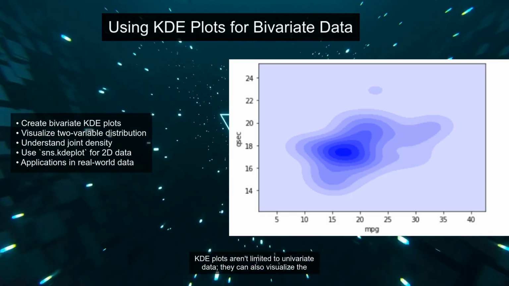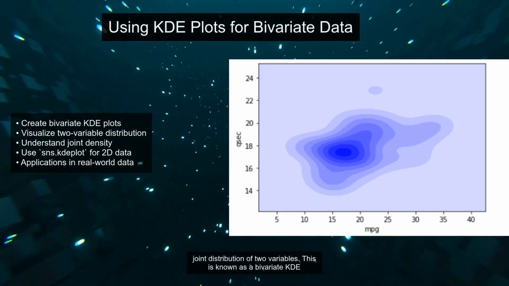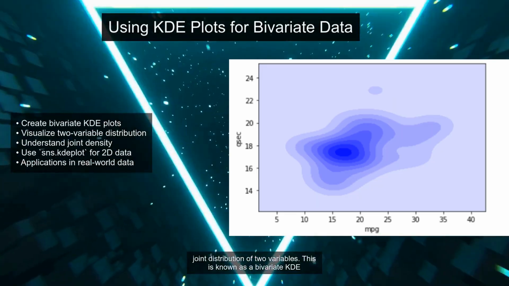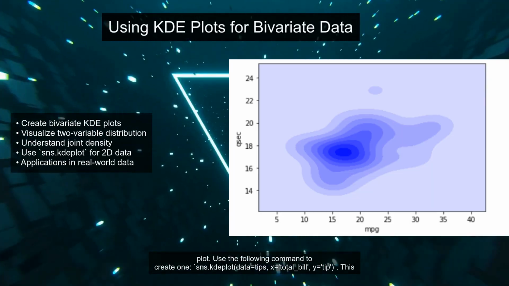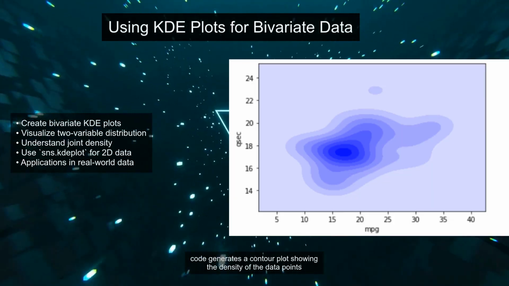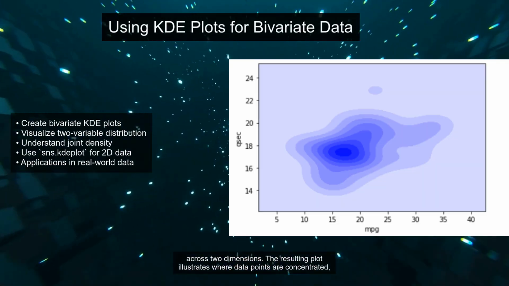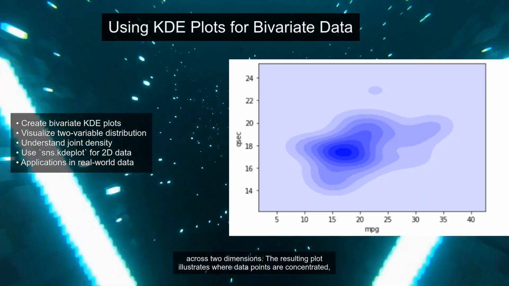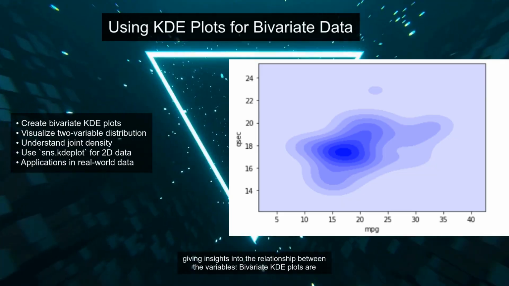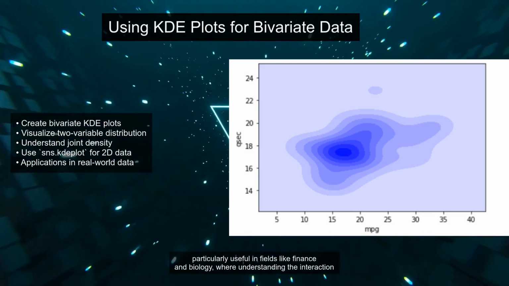KDE plots aren't limited to univariate data, they can also visualize the joint distribution of two variables. This is known as a bivariate KDE plot. Use the following command to create one: sns.kdeplot(data=tips, x='total_bill', y='tip'). This code generates a contour plot showing the density of the data points across two dimensions. The resulting plot illustrates where data points are concentrated, giving insights into the relationship between the variables.